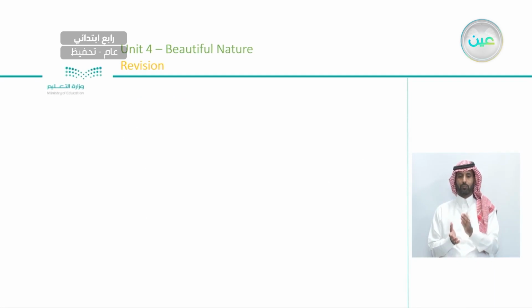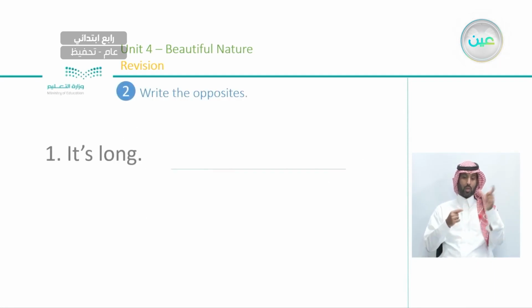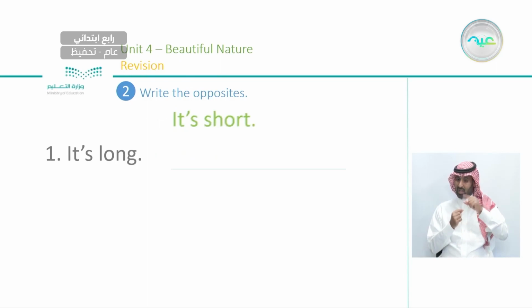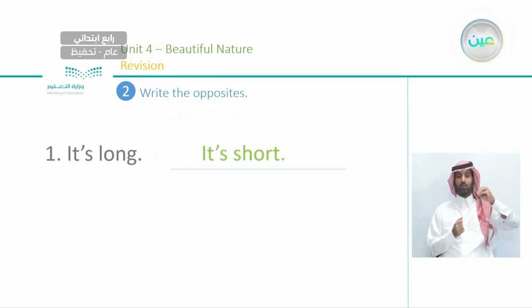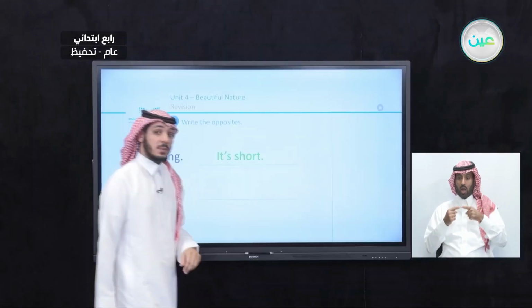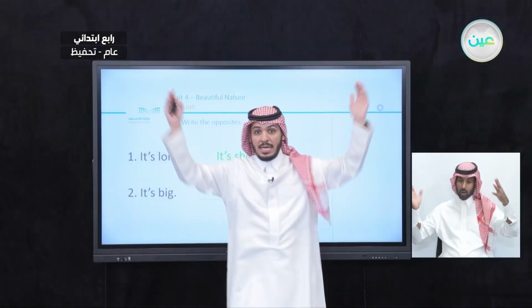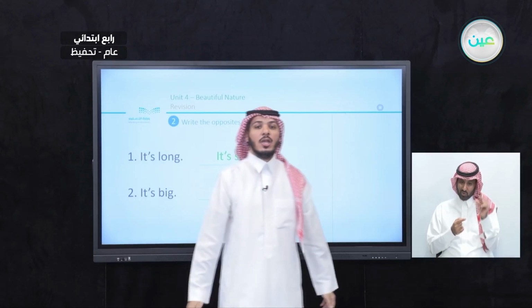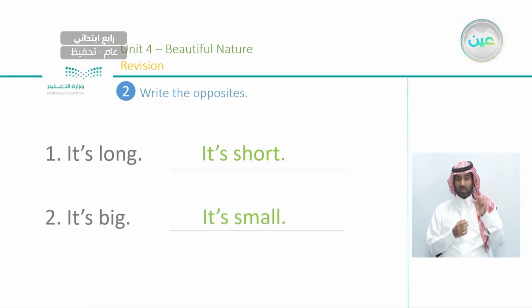Now we have number 2, write the opposites. So it's long. What is the opposite of long? It's short. Excellent. That's right. Number 2, it's big. What is the opposite of big? It's small. Excellent. That's right.